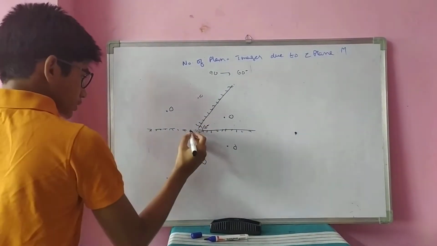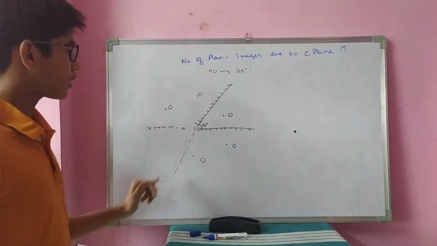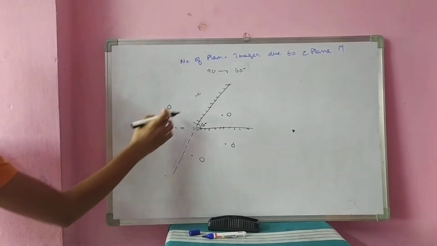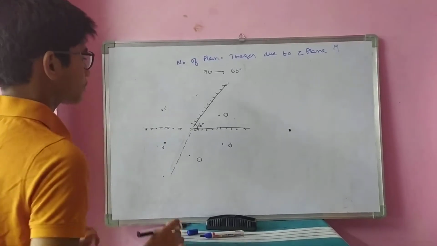Here there is no mirror. See, here there is no mirror. Now, no image is formed here. How many images are totally formed? 1, 2, 3, 4 and 5.